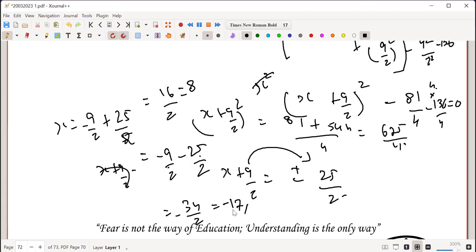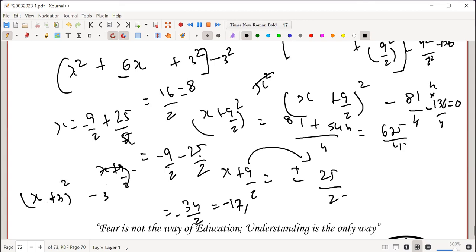This is completing the square. In long questions, you'll get something like x square plus 6x. You have to complete the square and create a new number. Take half of the number, that is b, plus b square minus 3 square. So x plus 3 whole square minus 3 square.